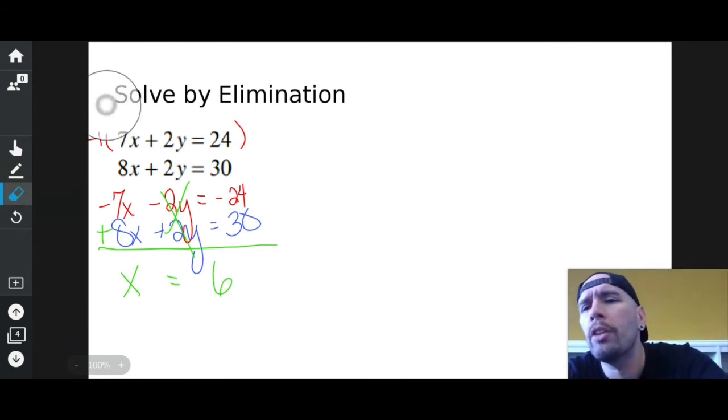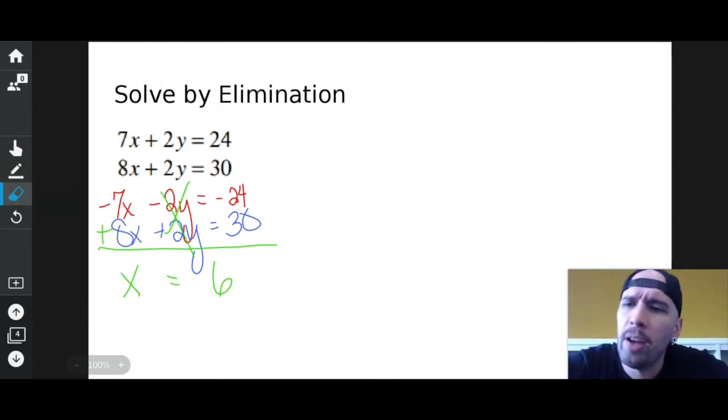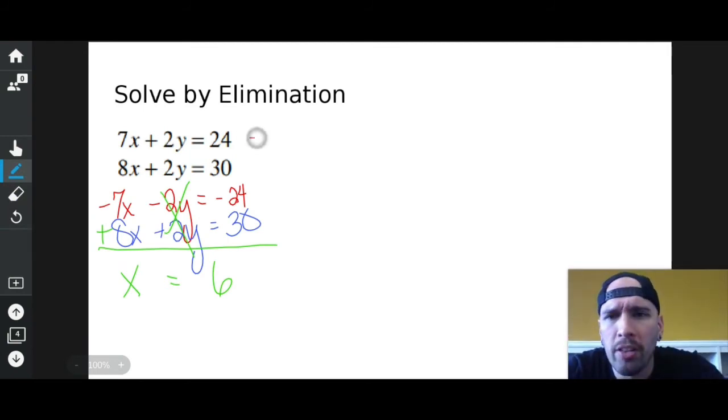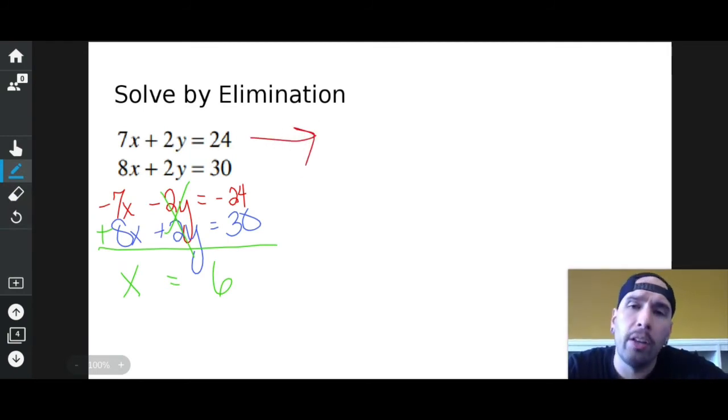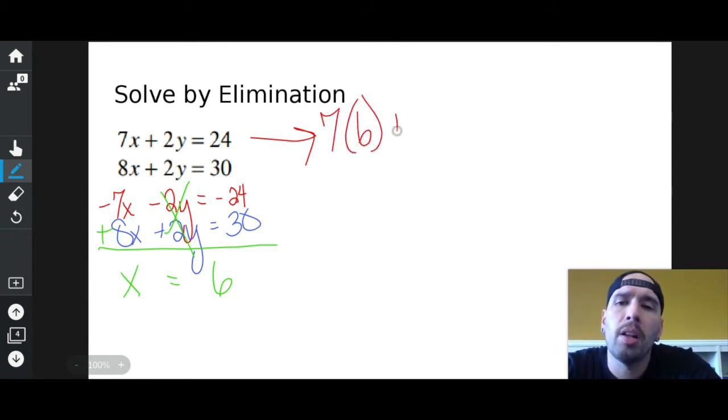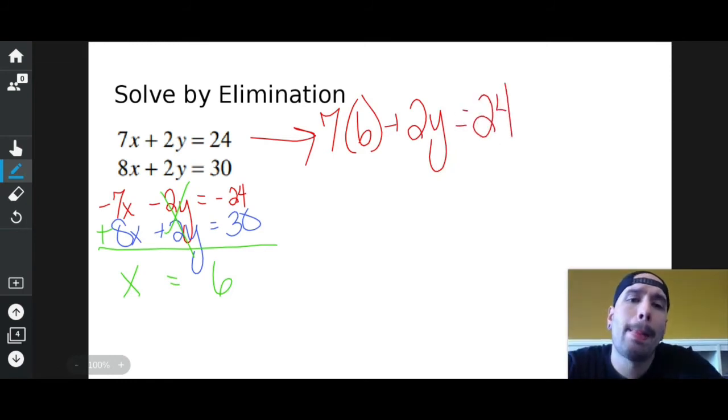Let's go to the original equations. Let me erase this mess. I have to find y. So I pick one of those equations. None of them are any easier. So I'll pick the top one and I'll rewrite the equation. But instead of x, I'm going to write out 6. So I'm going to have 7 times 6 plus 2y equals 24. And now I have to solve for y. 7 times 6, 42. Plus 2y equals 24.